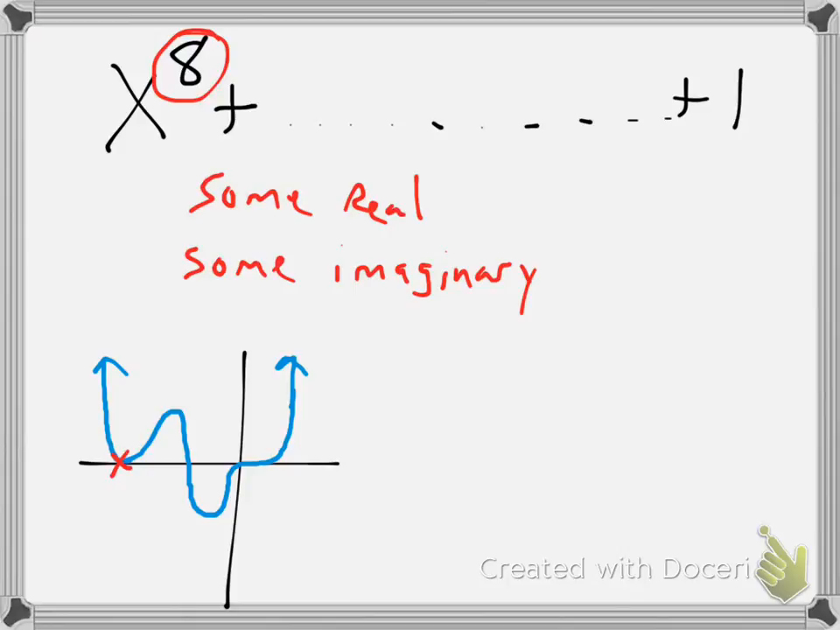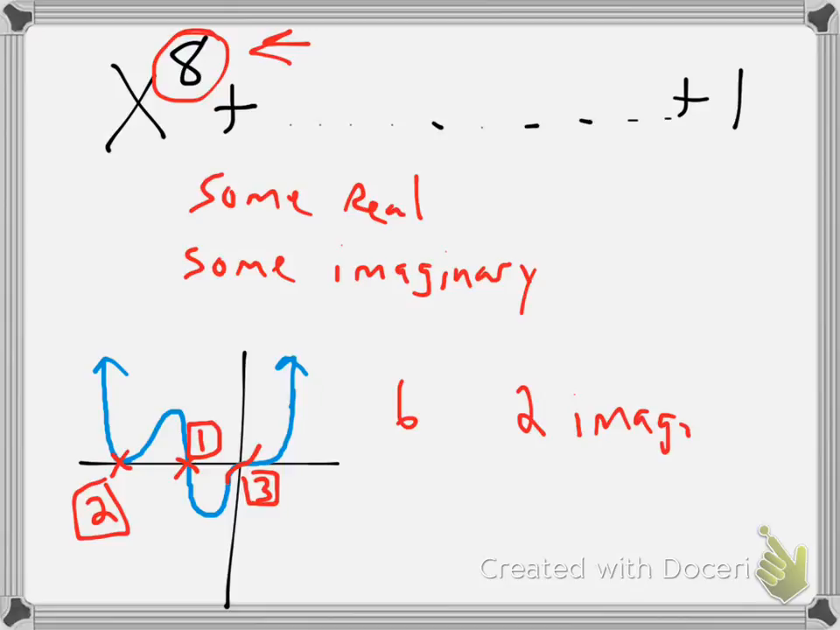Well, it touches here. That means it has 2 zeros. It crosses here, meaning it has 1 zero there. It slides here, meaning it has 3 zeros there. And so all in all, that's 3, 4, 5, that's 6 zeros. Well, I need 8, so that means 2 of them are going to be imaginary.